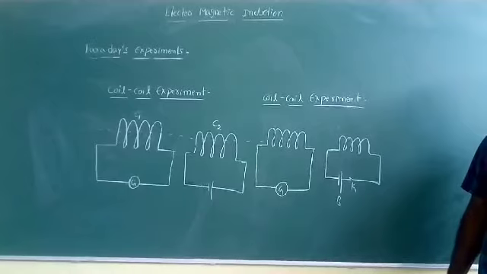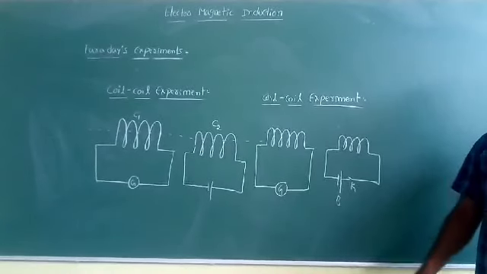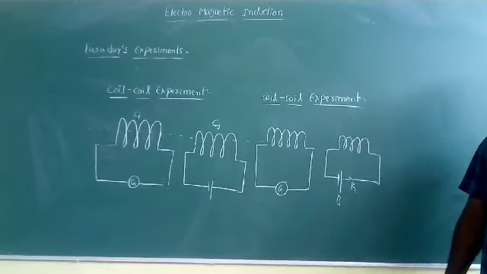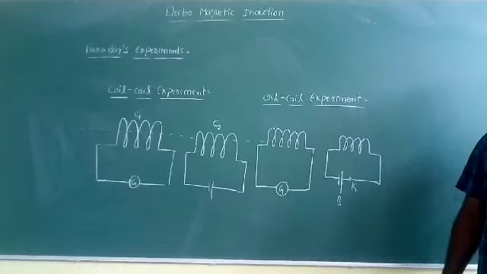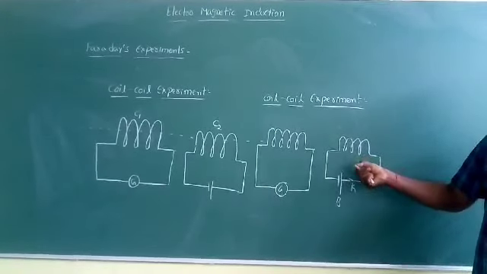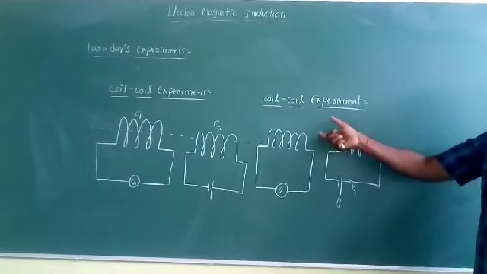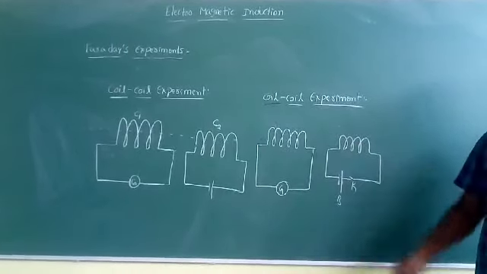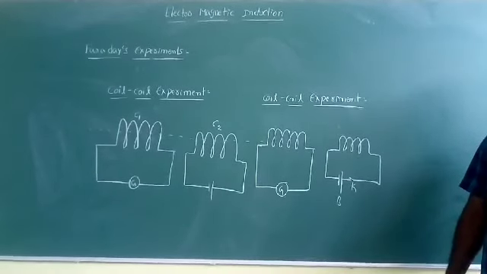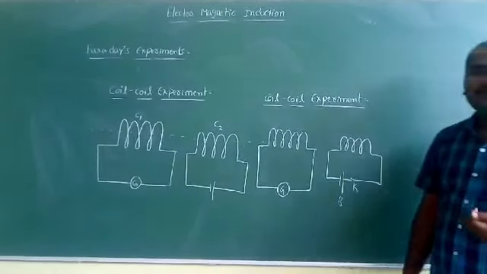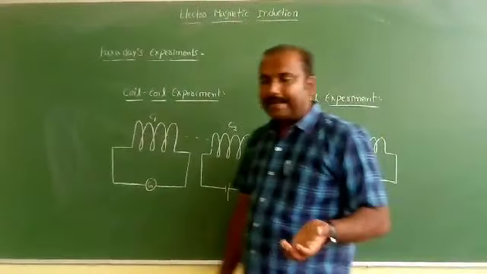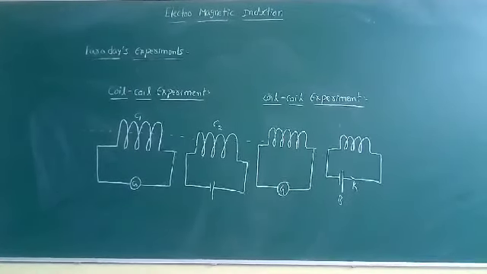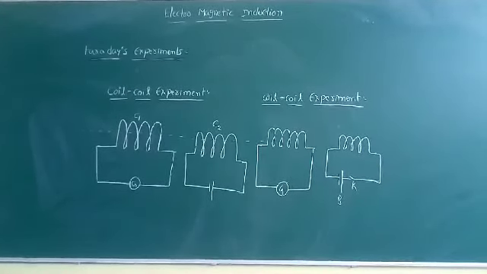Only a momentary deflection is observed in the galvanometer while you are pressing the key and while you are opening the key. Why? Because while it is closing, only for that fraction of a second is flux changing and EMF being produced. While you are opening, only for that fraction of a second, again the momentary deflection is observed. So from these three experiments, it is concluded that when magnetic flux is changing, induced EMF is produced in the coil.